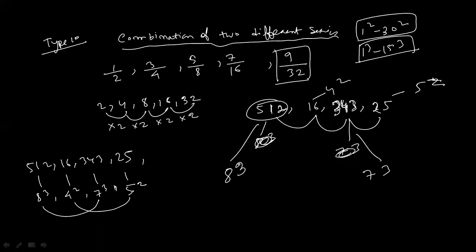Because one is cube, one is square. So cube, square, then again cube, but which one? The cube is decreasing, that means the previous one. So which one is the preceding number of 7? 6. So it will be 6 cube. So the answer will be 6 cube, which is 216.